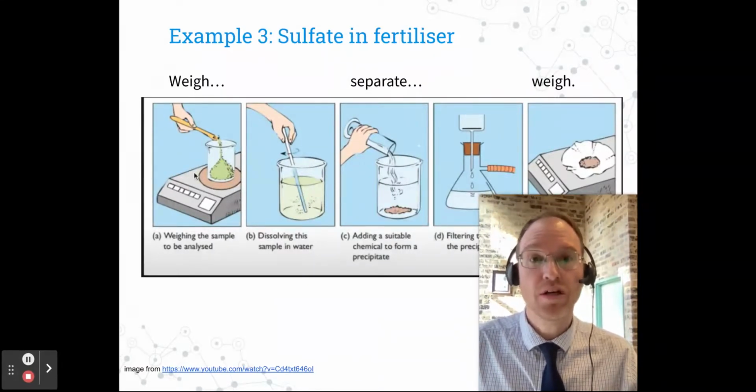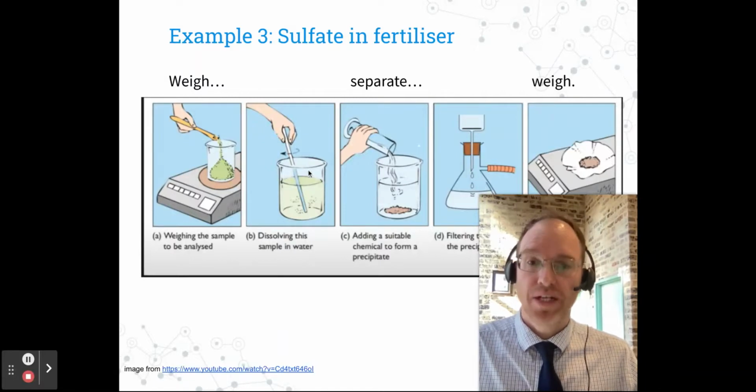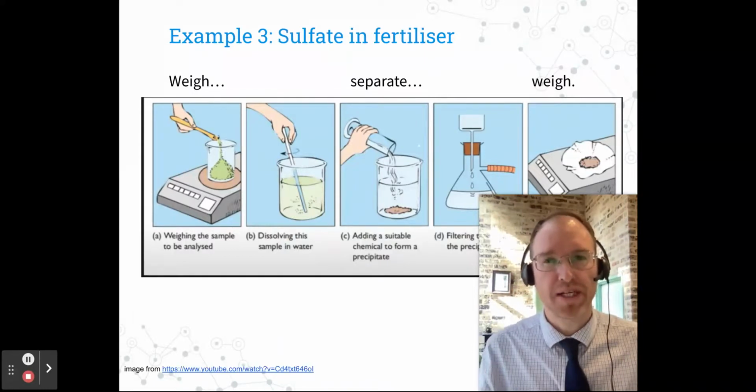You would weigh your fertilizer sample. We're going to have to dissolve it in water. Then we can precipitate out the sulfate. Now, how do we precipitate it out?